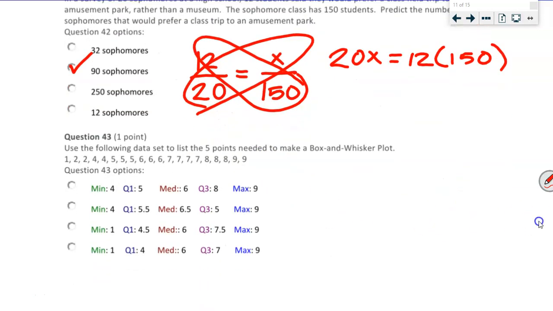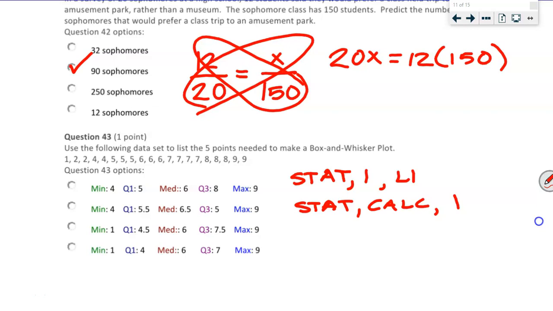So for this question, once again, we're going to use our calculators. We're going to go to Stat. We're going to click on 1, and then L1 is where we're going to put all those numbers, okay? Then we're going to click Stat again, and we're going to click Calc and 1 again, okay? And enter, enter, enter. This is going to then tell you literally what the min is, the Q1, the median, the Q3, and the max, okay? And when I did that, I got that answer right there.